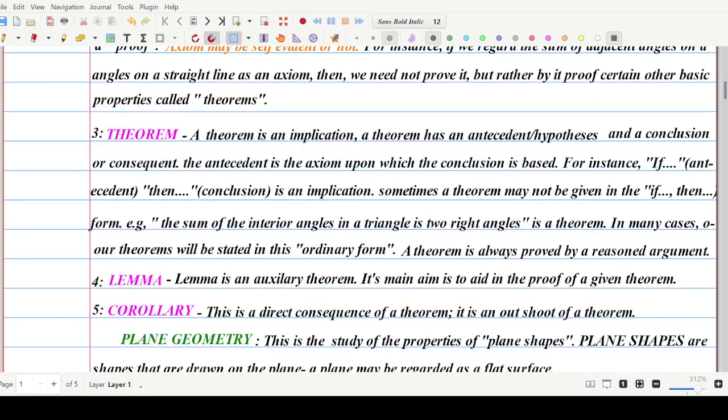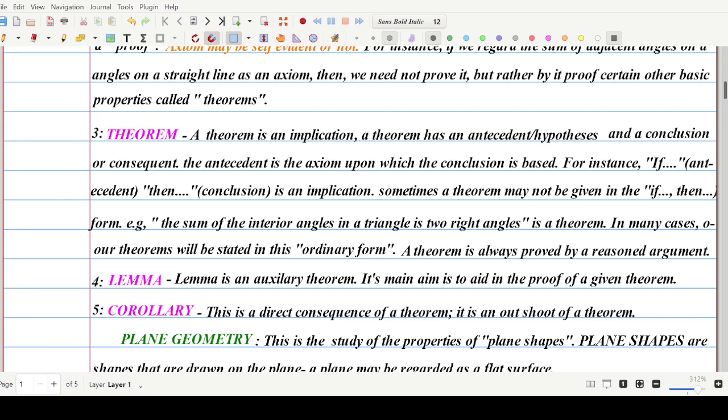So we'll be carrying out proofs of certain theorems. Don't forget, a theorem is just a form in which the properties of shape can present themselves. I said geometry is the study of the properties of shape. You should not forget that definition. It's from that definition we get all this we are itemizing here.